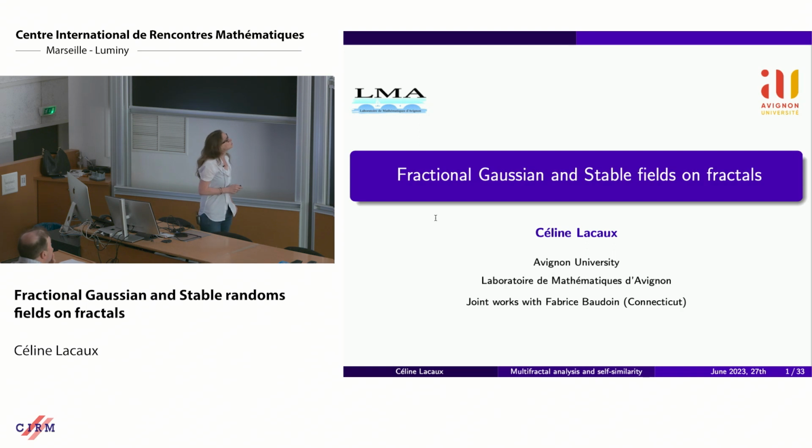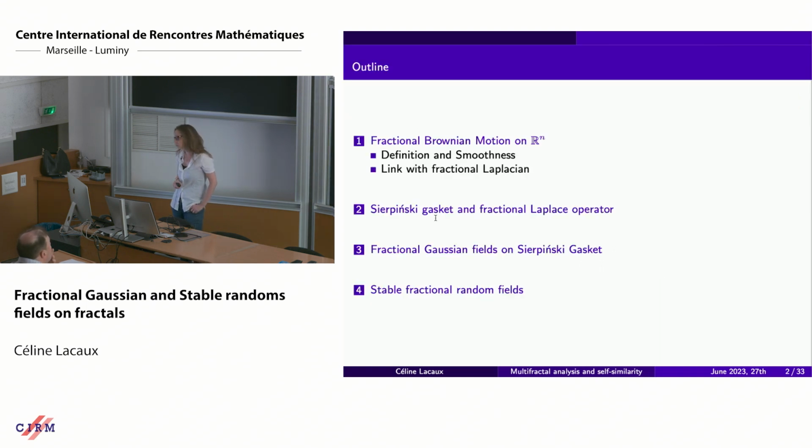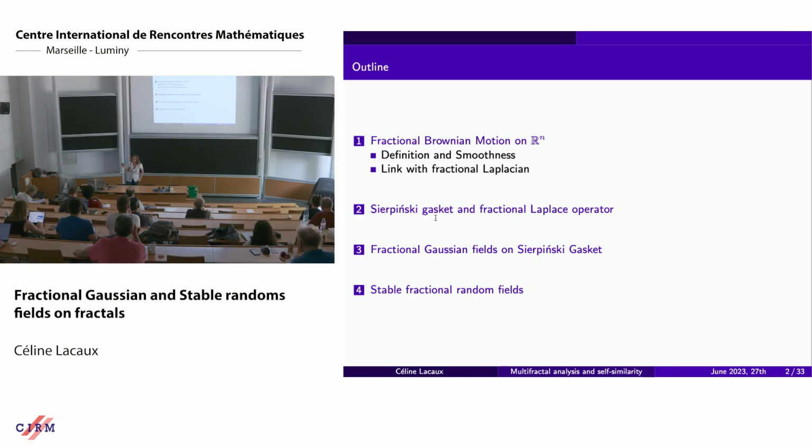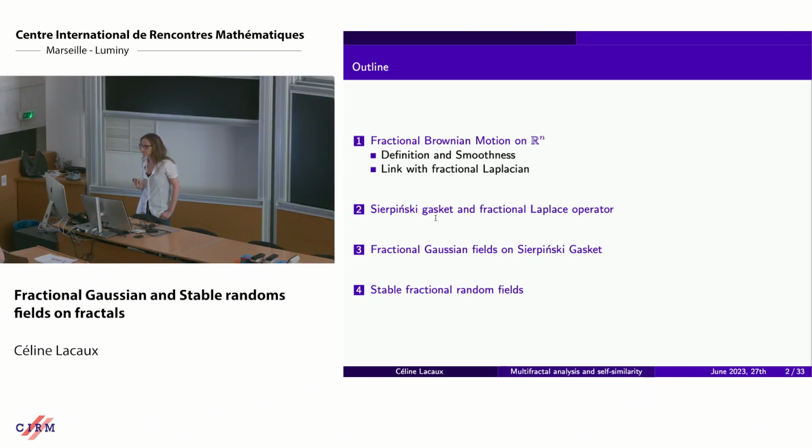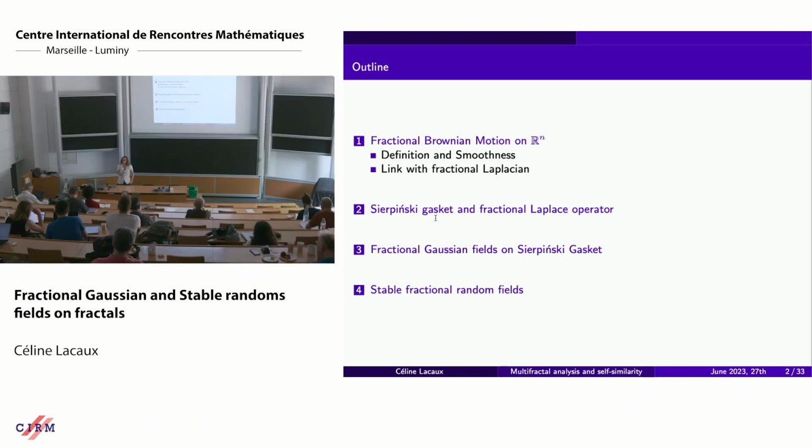Okay? And so, quickly, the outline of this talk. In the first part, we will focus on a classical field, which is the fractional Gaussian motion, which is not defined on a fractal, but on Rn. Listening to the previous speakers, I decided that no one knows what a Gaussian field is, so I begin with the definition of a Gaussian field. And the most important thing for me will be the link between fractional Gaussian motion on Rn and the fractional Laplace operator.